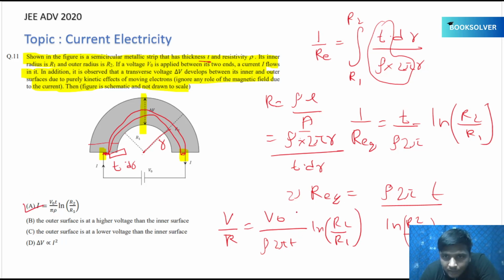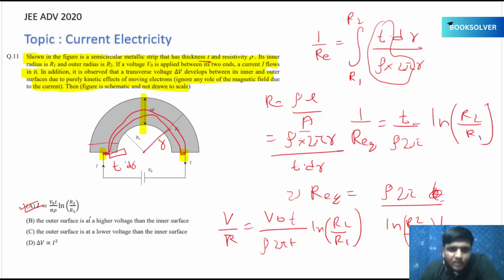V naught T. Sorry, I have... Okay, wait. Pi and rho and T should be... Yeah, actually it should go there, and yes, it is matching now.